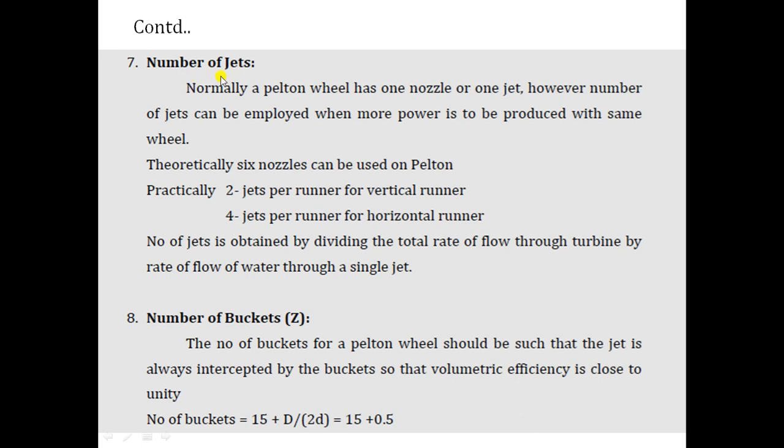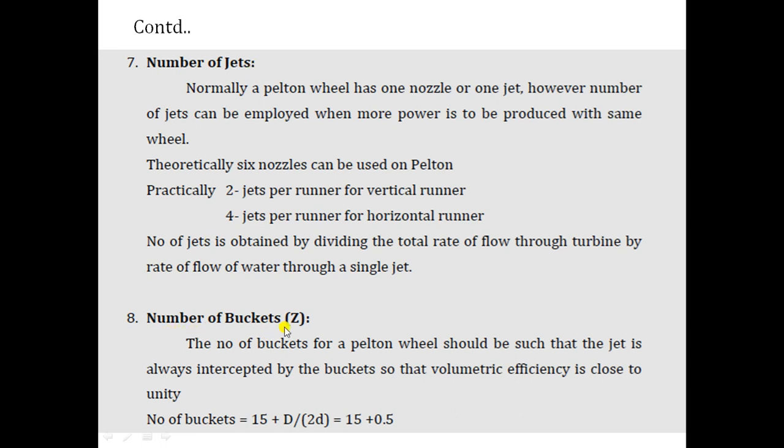Then coming to the number of jets, normally a Pelton wheel has one nozzle or one jet. However, more jets can be applied when more power is required for the same wheel. Theoretically we can go for 6 nozzles on a Pelton wheel, but from a practical point of view we can provide 2 jets per runner for a vertical runner and 4 jets per runner for a horizontal runner. The number of jets we can obtain by dividing the total rate of flow, capital Q, by the rate of flow through one jet. In this way we get the number of jets.